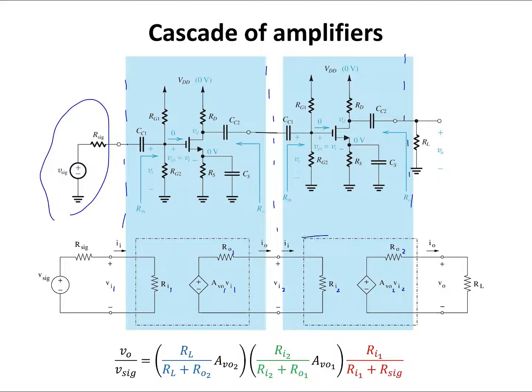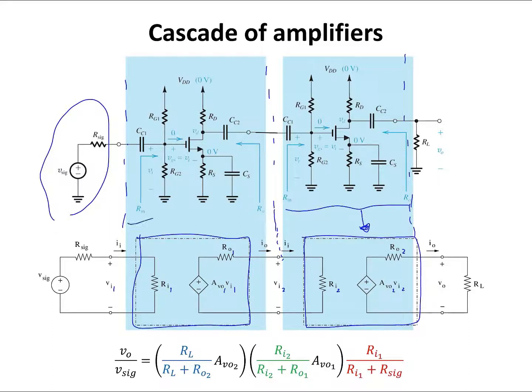So this box, the second box, belongs to the amplifier parameters of the second stage. So this entire circuit, the first box, this one, belongs to the amplifier parameters of the amplifier circuit in the first stage. So this RI, for example, this is this Rin, this RO, this is this RO1, and so on and so forth.